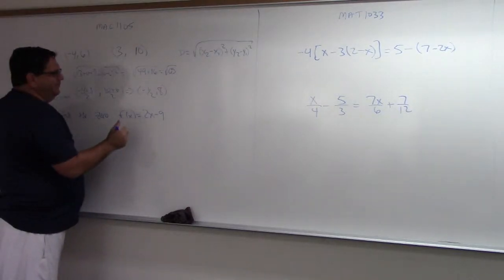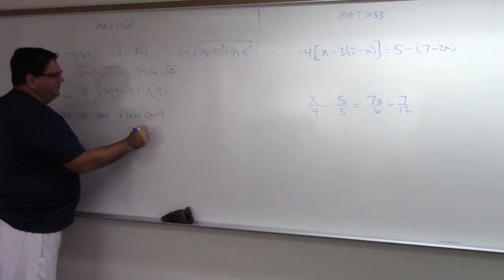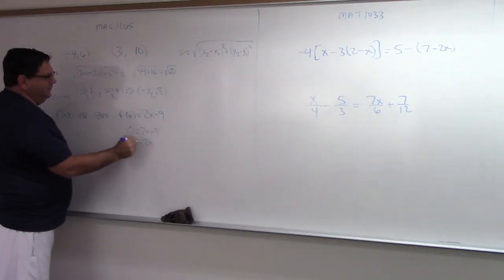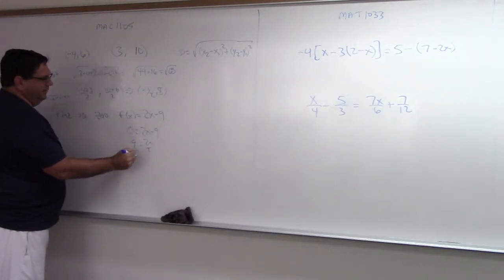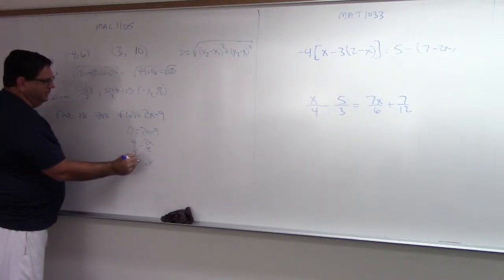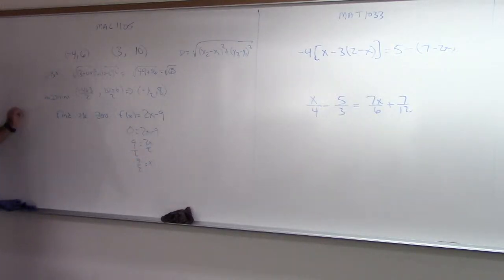All right. X-intercept, 0 equals 2x minus 9. 2x equals 9. Divide by 2, divide by 2. X is equal to 9 halves. Very straightforward right there.